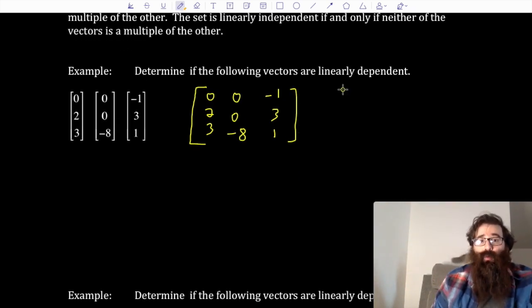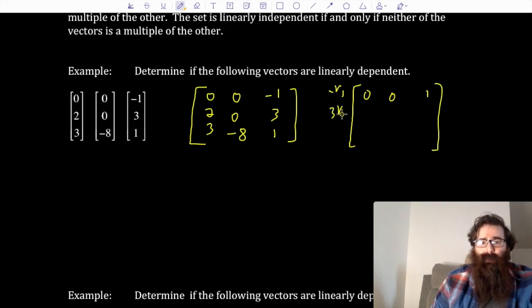So I'm going to scale row 1. I'll do a negative row 1, just flipping the sign there: 0, 0, 1. And just for the sake of row reduction, I'm going to scale rows 2 and 3. I'm going to do 3 times row 2, and 2 times row 3. Just makes my row replacement a bit nicer. So 3 times everything in row 2: 3 times 2 gives me 6, and then 0 stays, and then 3 times 3 is 9. And then 2 times everything in row 3: 2 times 3 is going to give me 6, 2 times negative 8 is going to give me negative 16, and then 2 times 1 gives me 2. And now I can work through some row replacement.